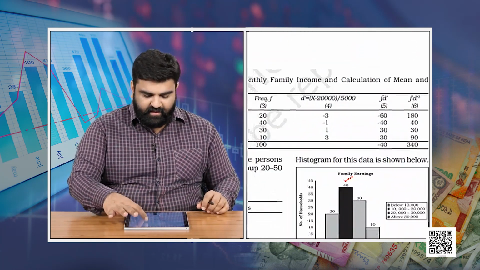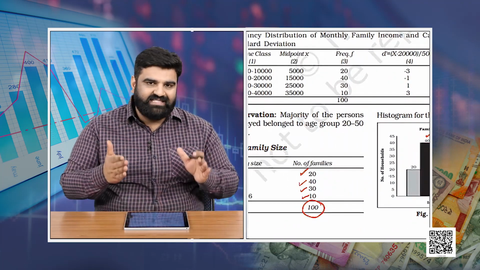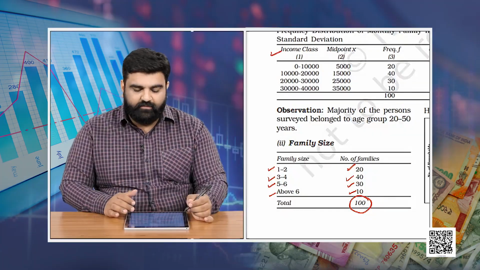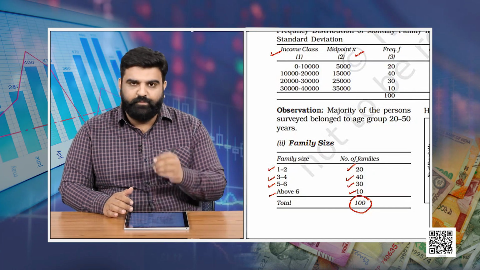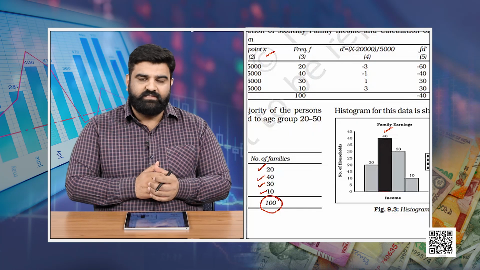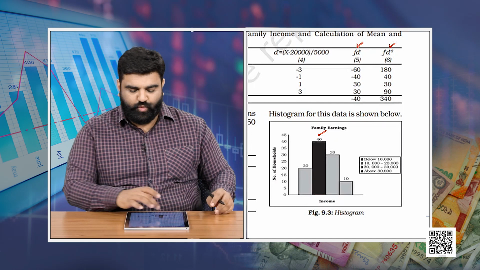So, now let us move ahead and also find the mean and standard deviation of the family income. We are trying to find the mean and standard deviation. So, we have the income class, we have found the midpoints, we also have the frequencies. This will also help us to find the mean of the families. We are also trying to find the standard deviation. So, we have found out FD dash and FD dash square.